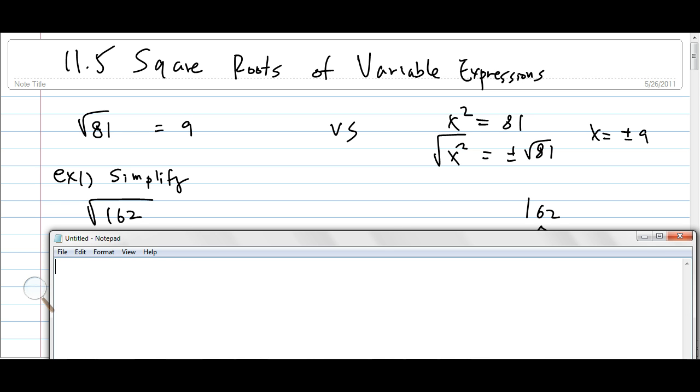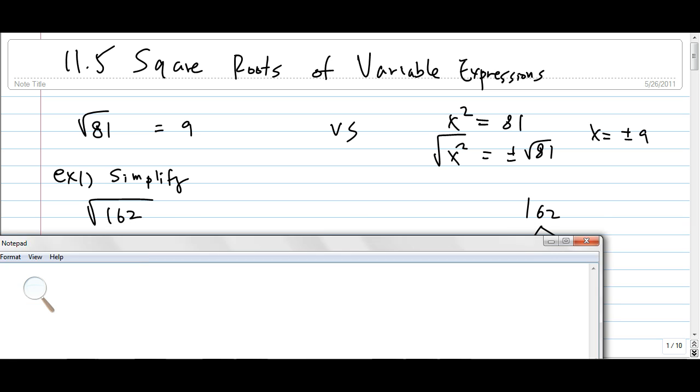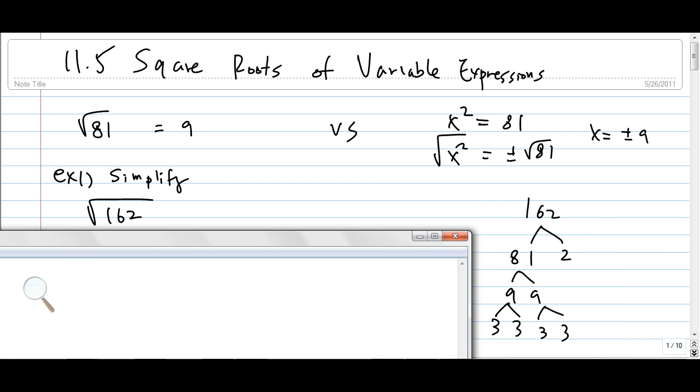So for example, before I even talk about the variable, if I have a square root of 162, how do we simplify this? Is this a perfect square, 162? No. So how do we then deal with this type of expression? You do a factor tree, and you want to see whether or not we get perfect squares as a product. Everybody try a factor tree, see what you get. How many people got 81 and 2, 9 and 9, and 3, 3, 3, 3, and 2?